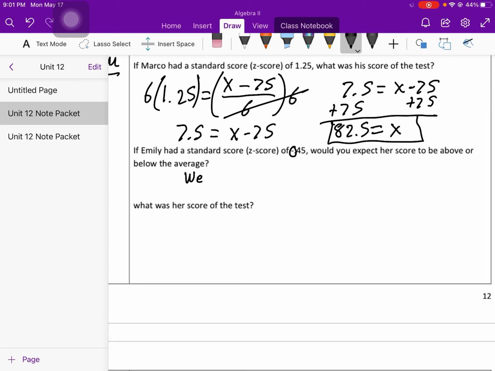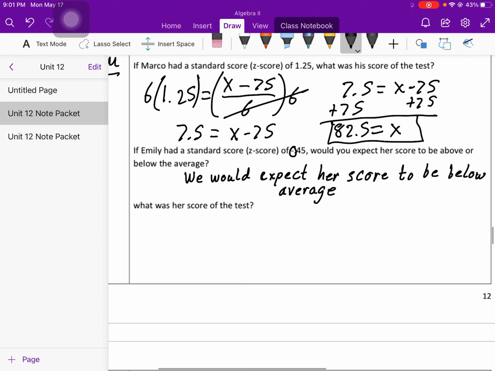So we would expect her score to be below average because of the negative.